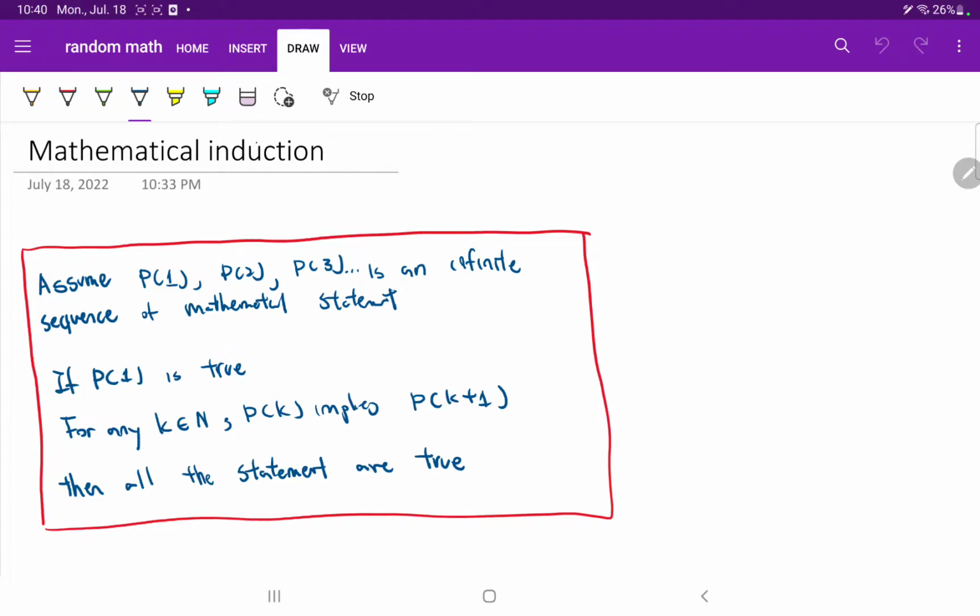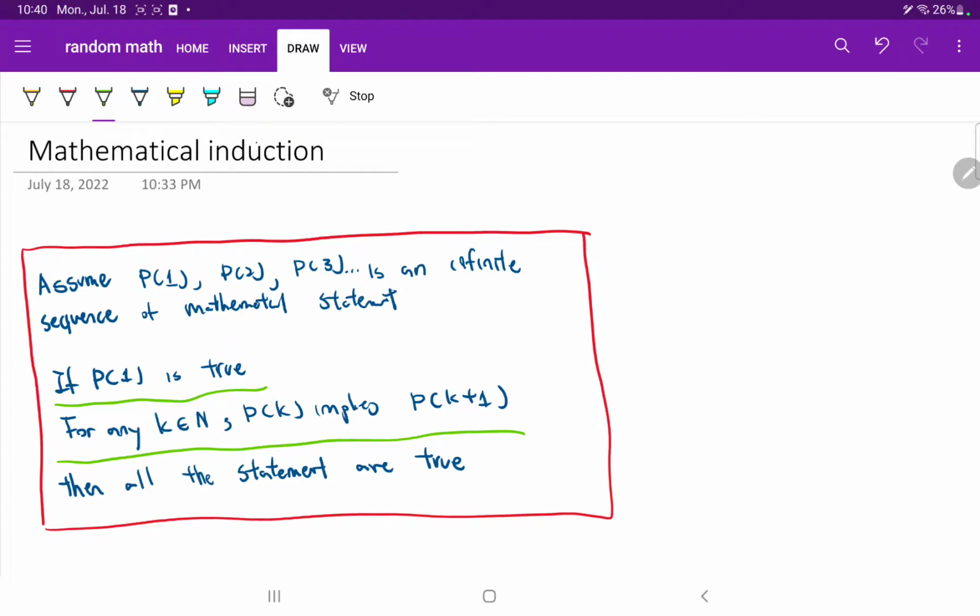The first one is that P1 is true, which is what we call the base case in an induction. And the second is that for any natural number k, Pk must imply Pk plus 1. So what exactly does this condition mean? Well, the first one is easy to understand: we have to prove the first case, or the base case, is true.